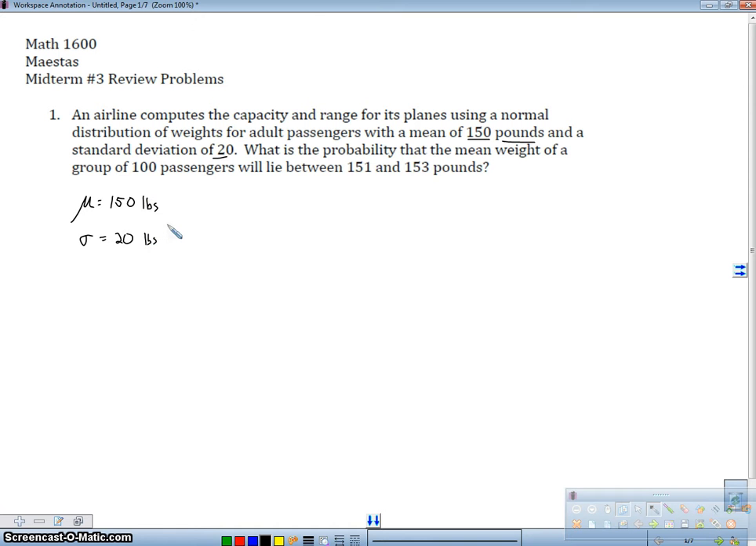If I was going to draw my normal model, right in the middle here, I would have 150 pounds, and then I would subtract 20 each time to give me 130, then 110, then 90, and add 20: 170, 190, 210. So this is what my normal model would look like because I'm going up and down 20 for each of my standard deviations.